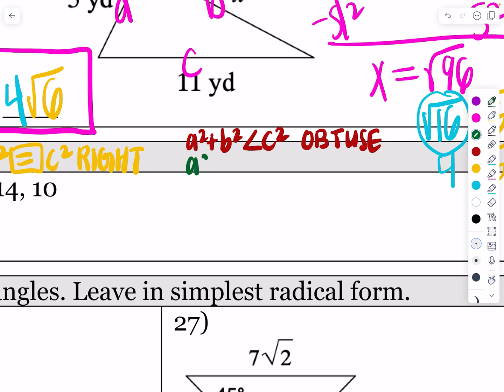Okay, so if it's the other way, the only other option is a squared plus b squared is bigger than c squared. So we took that right angle and we made it smaller, we made it acute, and what happened, our c value got smaller, and this would be an acute triangle.